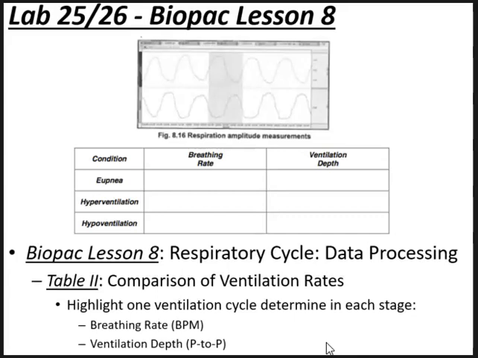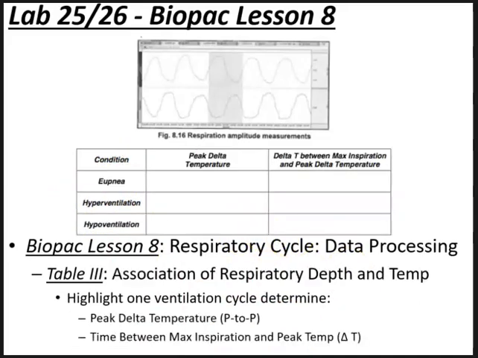Now for the depth of ventilation, this is how much it goes up and down, and this is measured in millivolts. We measure it as the peak-to-peak difference from the chest depth recording on the bottom. So if we look here from this peak to the next peak, this would be the depth of breathing. This would be for inspiration, this would be for expiration. So that was how we would get ventilation depth. And then we would do that for all 3 conditions, for eupnea, hyperventilation, as well as hypoventilation.